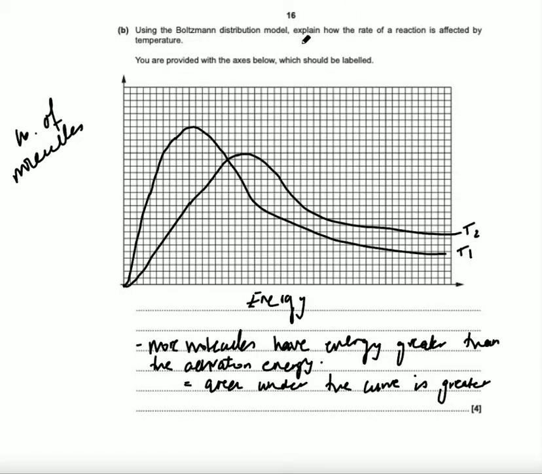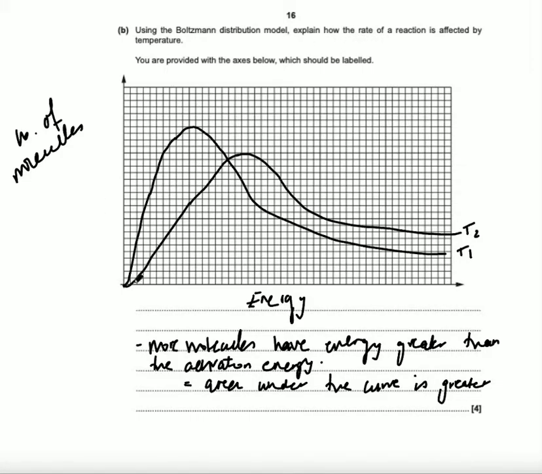Using the Boltzmann distribution model, explain how the rate of reaction is affected by temperature. Okay, so you are provided with the axis below, which should be labelled. The Boltzmann distribution always has number of molecules on the y-axis, and on the x-axis is the energy. And so this is what it usually looks like. So we've got, it goes up like this, and it goes down. So we label that as T1 because we're using temperature. And so T2 would show what happens when we increase temperature.